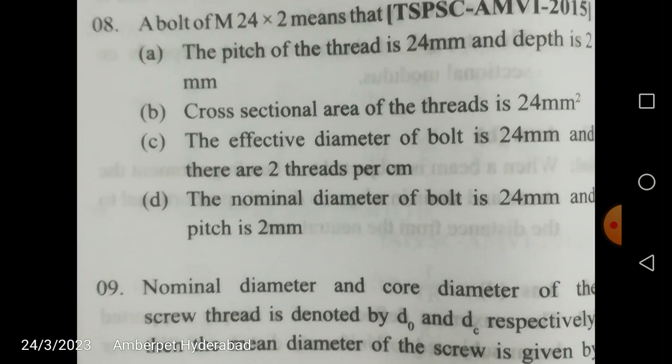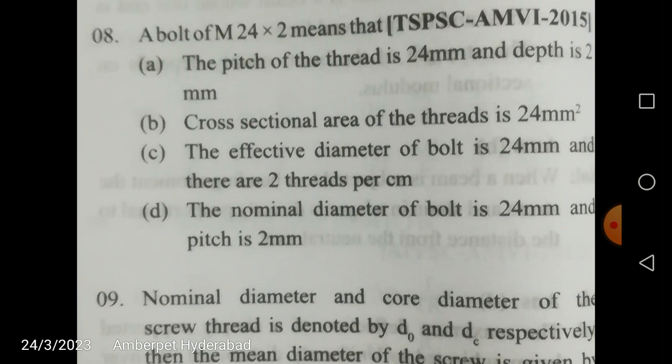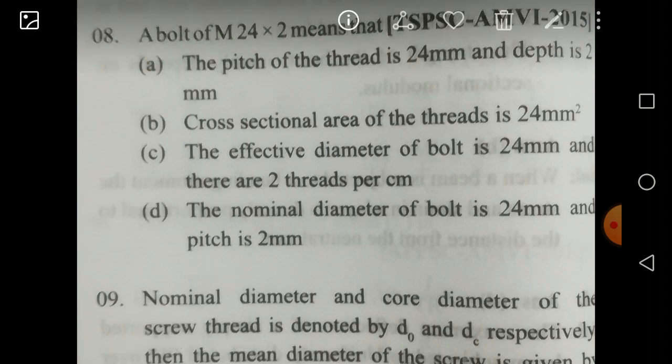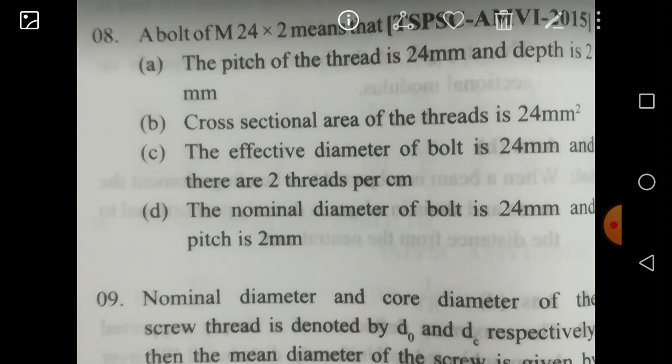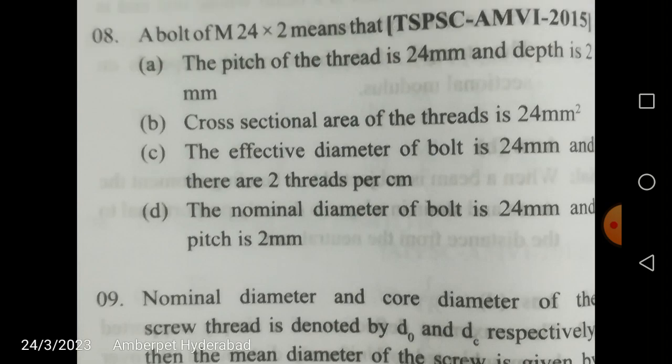A bolt of M24 into 2 means that. Actually friends, these are questions from earlier PYQs, previous year questions, for your APPSC and TSPSC recruitments, starting from 2009, then 13, then 15, up to 15 only. I think in between some 2012 examination was also conducted. So these belong to various years of TSPSC and APPSC recruitments for assistant motor vehicle inspector.